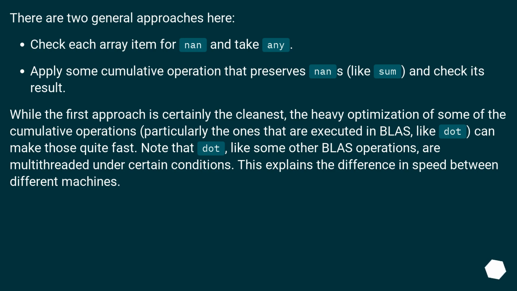There are two general approaches here. Check each array item for NaN and take any, or apply some cumulative operation that preserves NaNs, like sum, and check its result. While the first approach is certainly the cleanest, the heavy optimization of some of the cumulative operations, particularly the ones that are executed in BLAS, like dot, can make those quite fast. Note that dot, like some other BLAS operations, are multi-threaded under certain conditions. This explains the difference in speed between different machines.